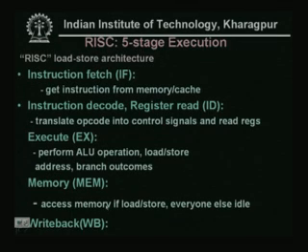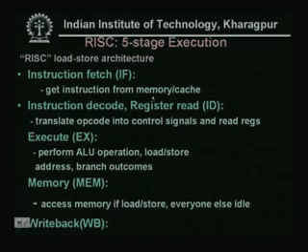Now, RISC is a 5-stage execution. We were already told that this is a load-store architecture. The 5 stages are instruction fetch, instruction decode, execute, memory and write back. Instruction fetch gets the instruction from the memory, that is, the instruction that is now to be executed.